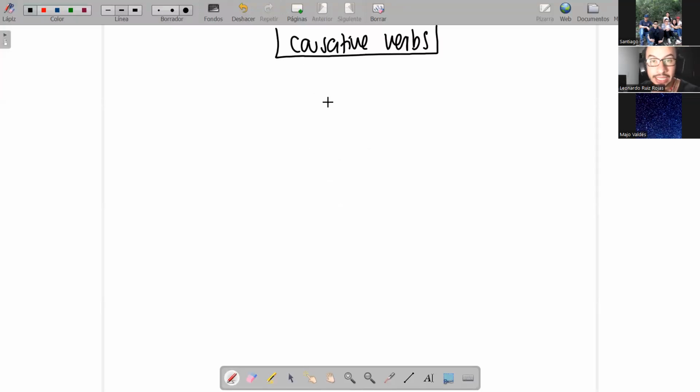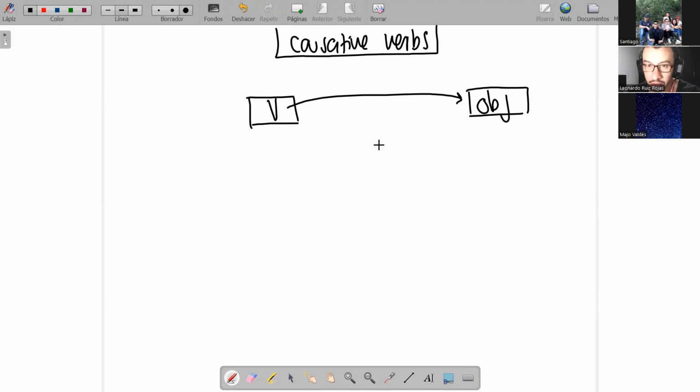Well, the causative verbs are verbs that, as with the previous ones, go over an object. But in this case, as their name says, they cause the object to do something. Ready? For example, when I say, my brother makes me organize. What is the meaning of makes me? That he forces me, he causes me to organize. As an obligation, he makes me organize.